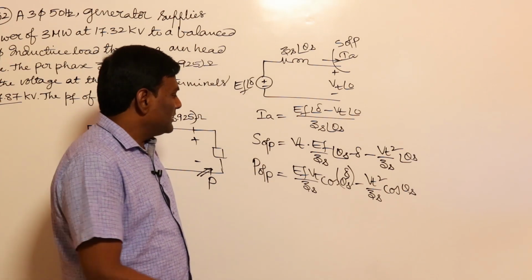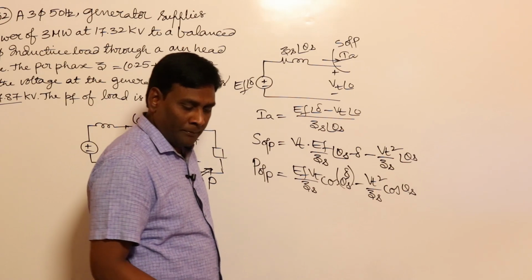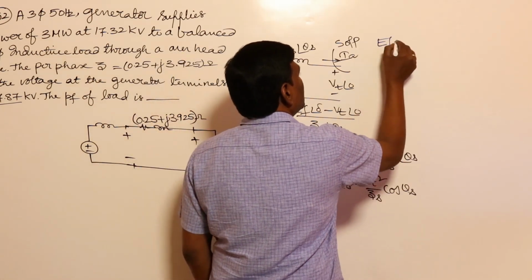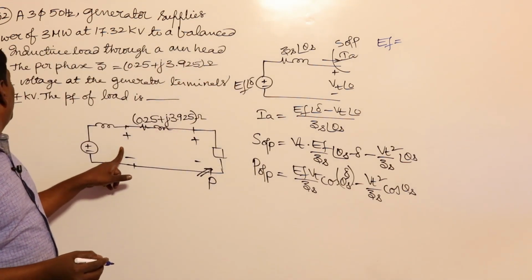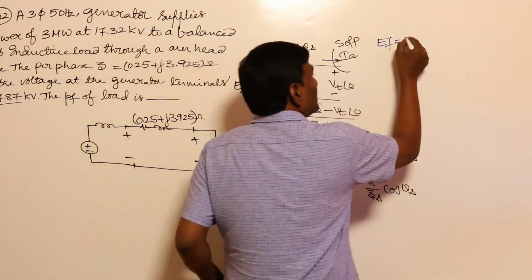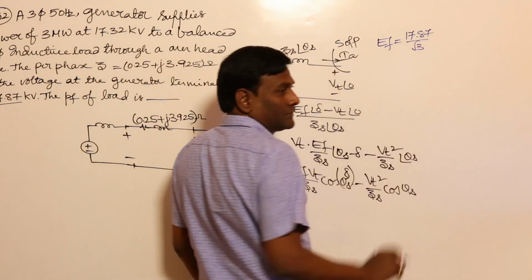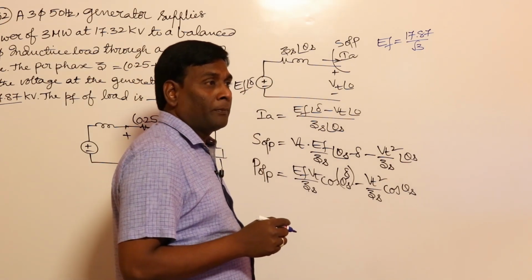Okay, so in this you have to calculate what is EF, what is VT. You are going to get delta. That's it. So for example, how much is EF here? How much is this? 17.87 by root 3. So 17.87 by root 3, which will come down to, we will see.